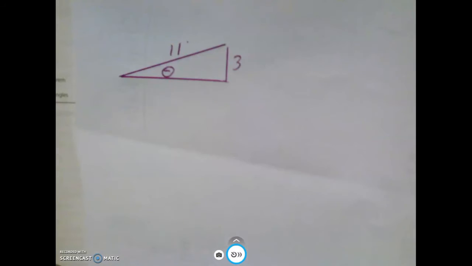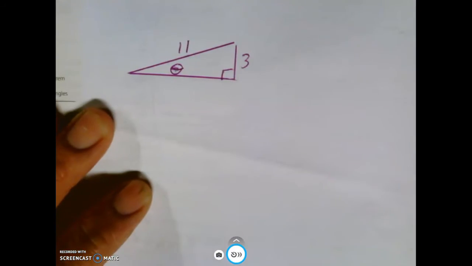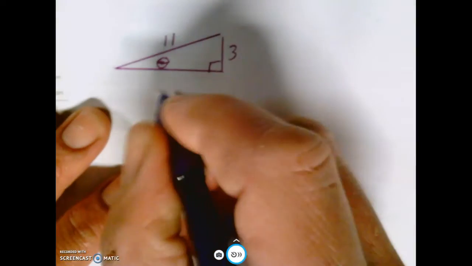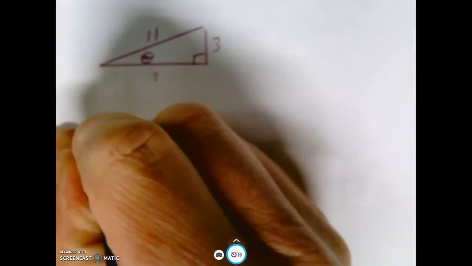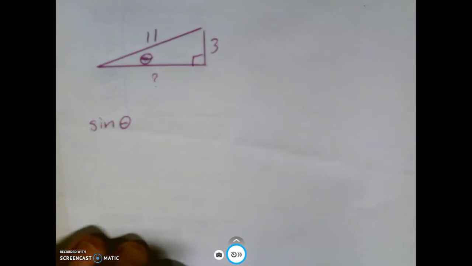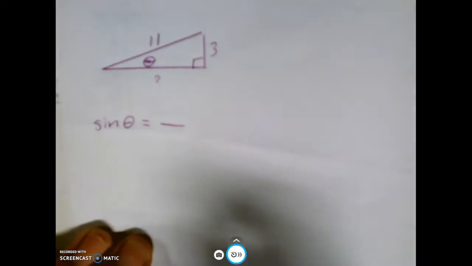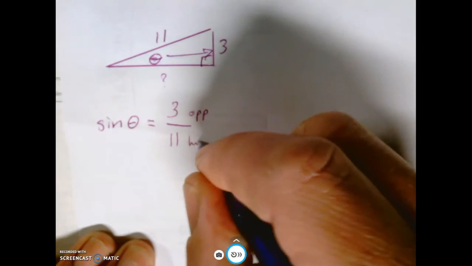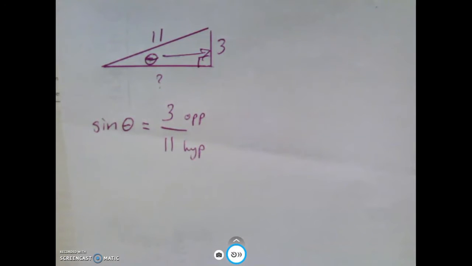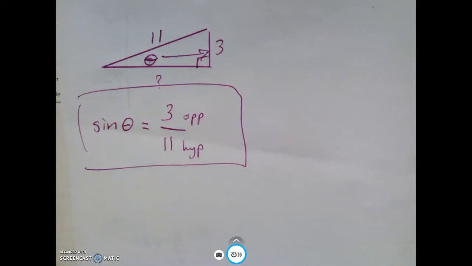Well, let's take a look at a triangle. All right, let's say we're given this triangle, and let's make sure it's a right triangle. There's theta. If you had this much information and you didn't know this side, we'll try to find that, and we'll try to find theta. But first, let's set up the ratio. For the sine ratio, we write S-I-N. Again, it's a ratio of side lengths, so that's all it is, a ratio of two numbers. From here, the opposite is 3, and 11 is the hypotenuse. That's it. The sine of that angle is 3 over 11.